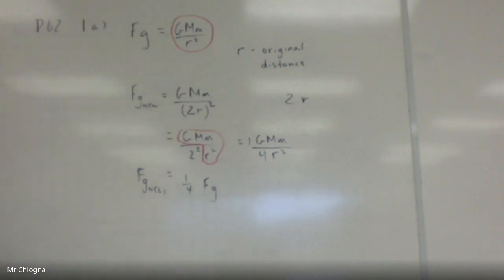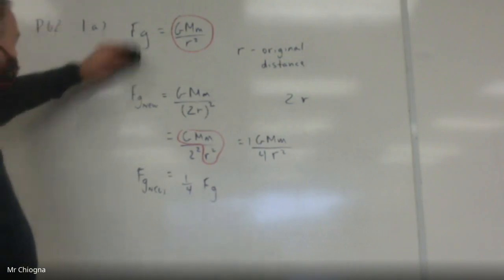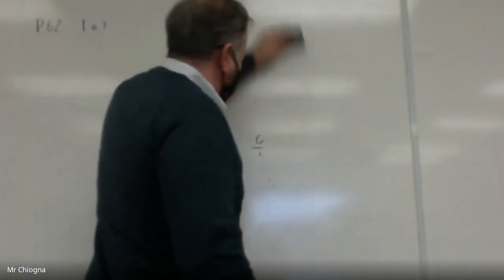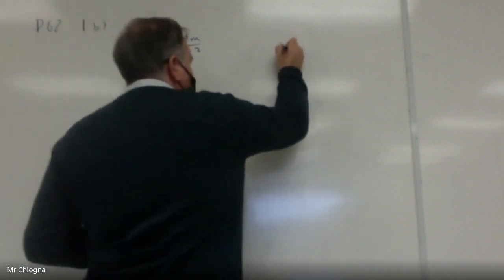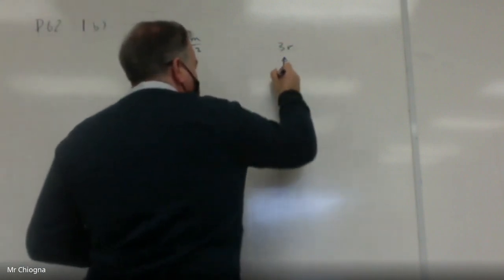So move on. B. Okay, B is tripled. So this is the original. This doesn't change. This is my original expression. But instead of doubling the distance, now I triple it. So the new distance is 3r. This is the new distance.